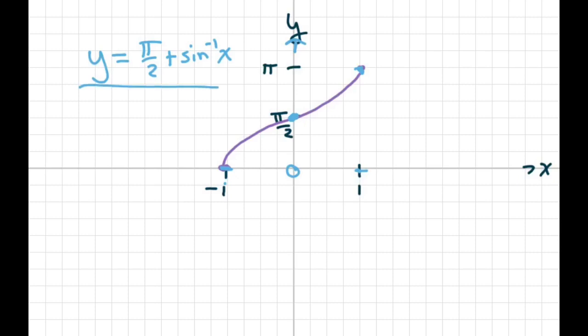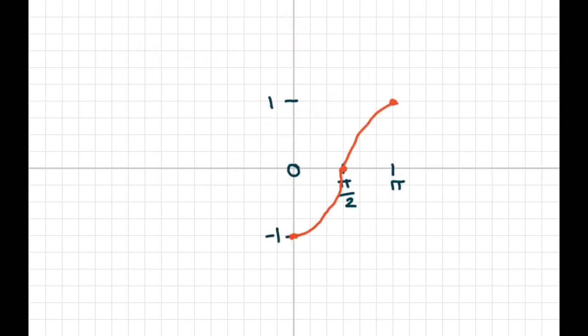That's the first one that they gave us. And this one is where you shifted your sine over by pi over 2. And it's actually, for me, easier to graph the original and then do the inverse. But this would be y equals sine of x minus pi over 2.